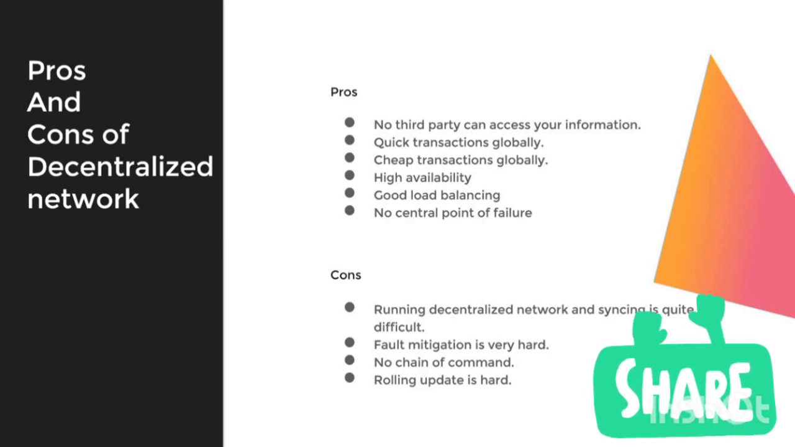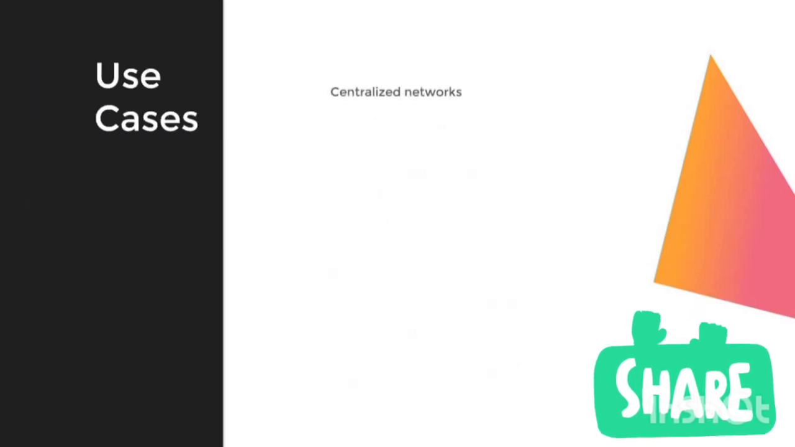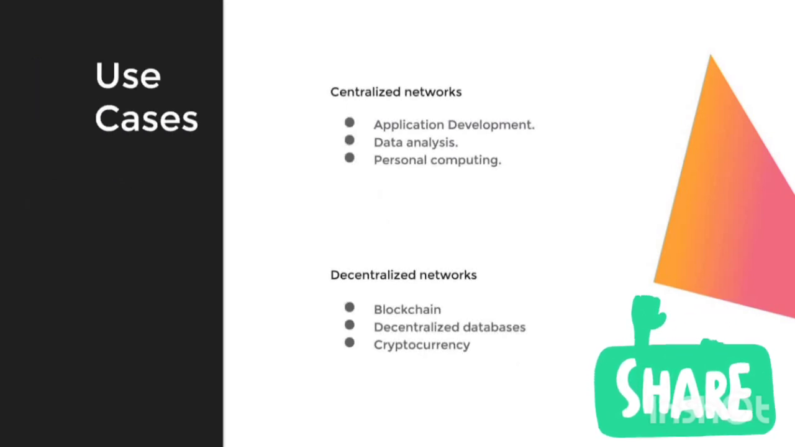Nodes are independent, so they can act independently. There is no chain of command in these kinds of networks. If you want to roll out an update in a decentralized network, all nodes must update, else network inconsistency will arise. So these are some pros and cons of decentralized networks. Let's move forward and see some real life applications of centralized and decentralized networks.